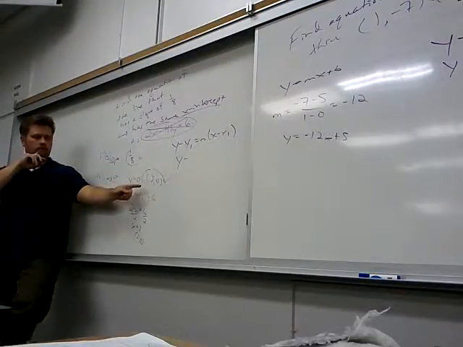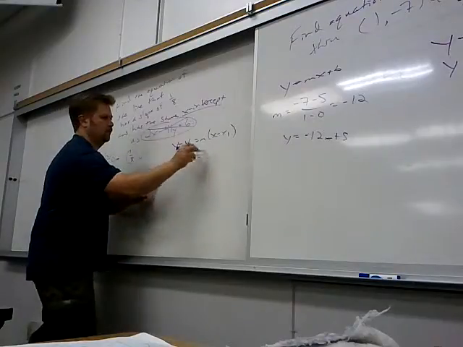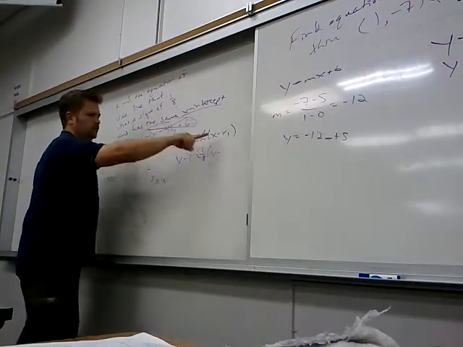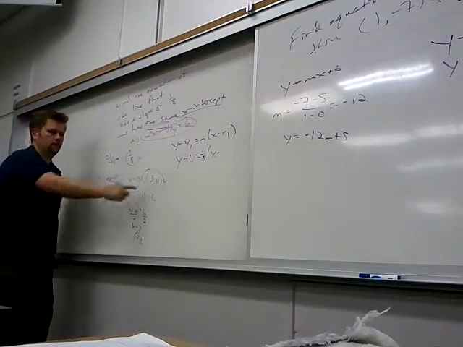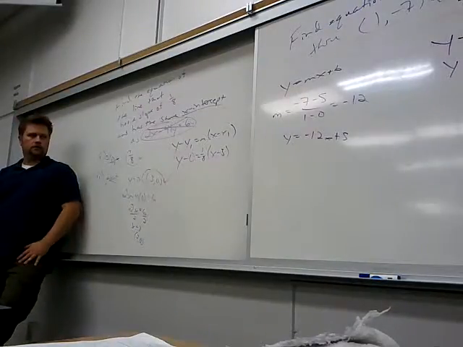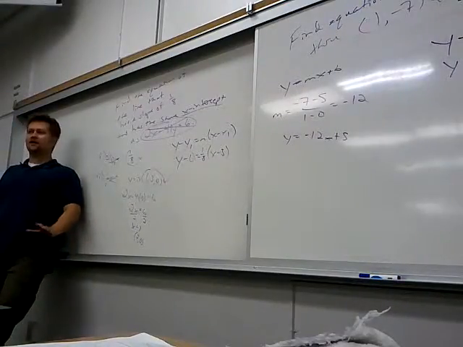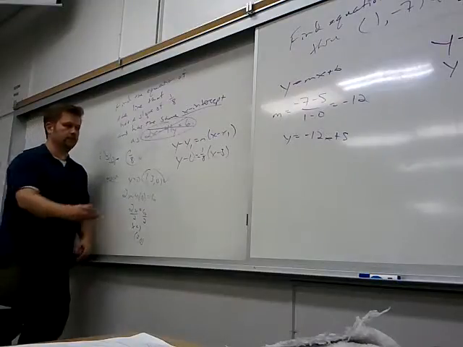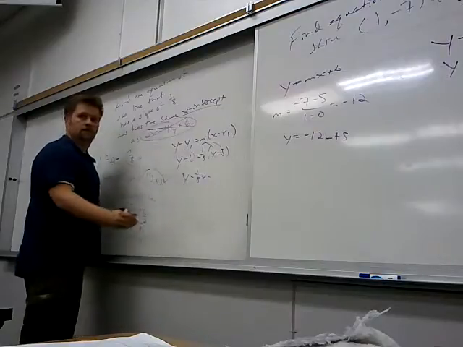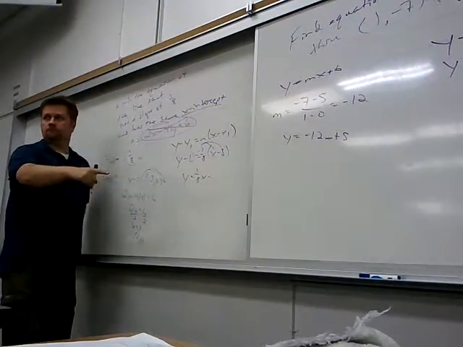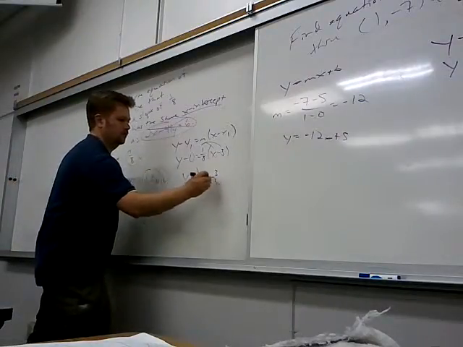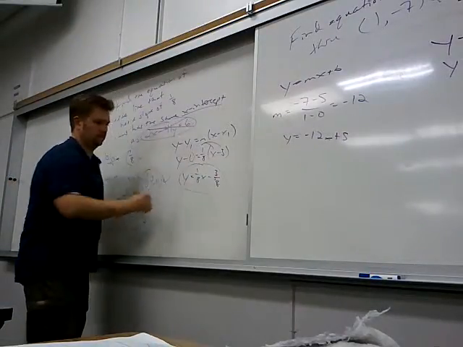Now you get y minus 0, the y piece is 0, equals m, which is 1/8, times x minus 3, the x piece. This looks semi-ugly, but I'm almost done. Y minus 0 is y. 1/8 x minus, what's 1/8 times 3? 3/8.